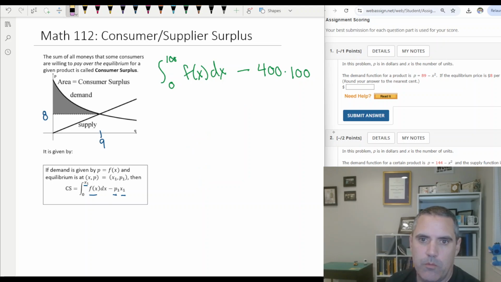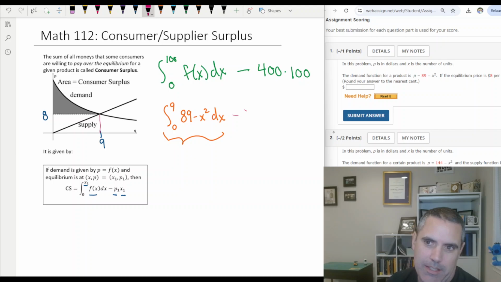So then you compute the area under the graph. So it's going to be the integral from 0 to 9, because that's the x value, of 89 minus x squared dx. And that's going to be the total area underneath all the way down to the axis. And then you're going to subtract the area of this box, which is the P times the Q. So it's going to be 8 times 9, or 72.